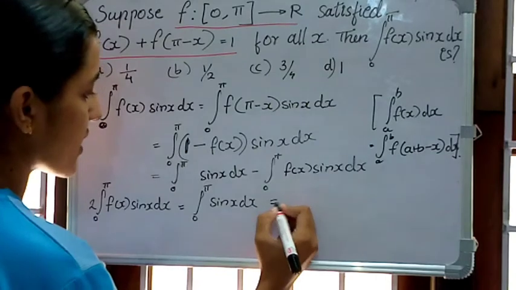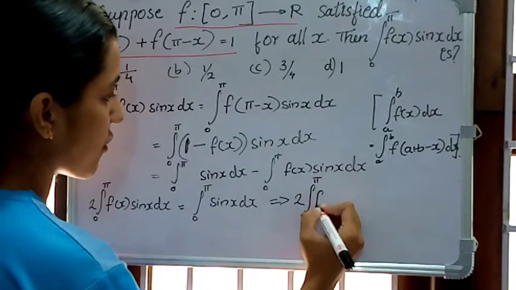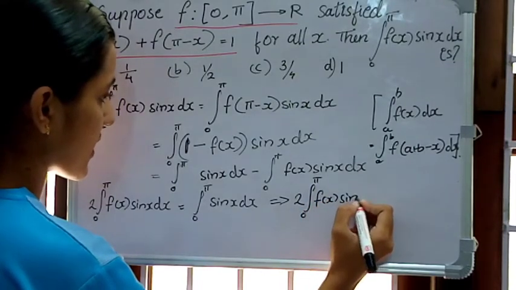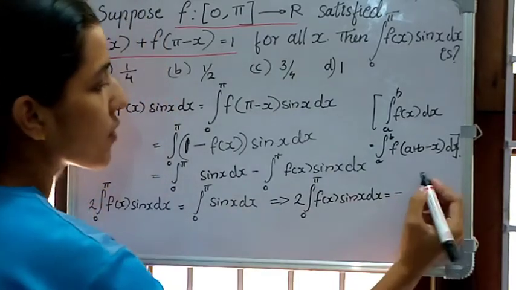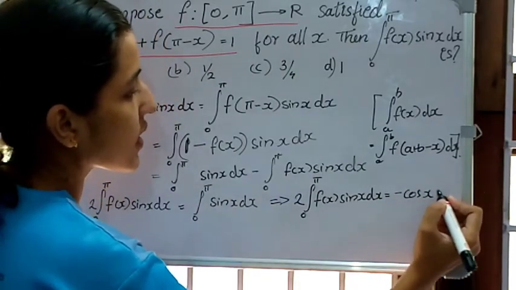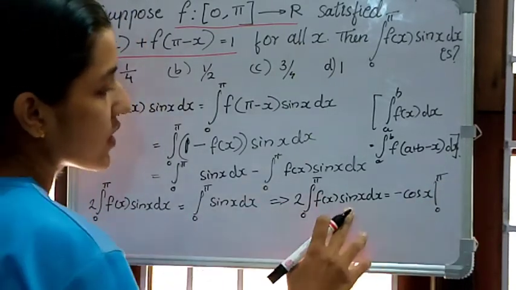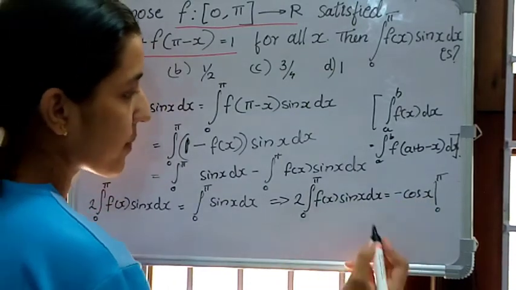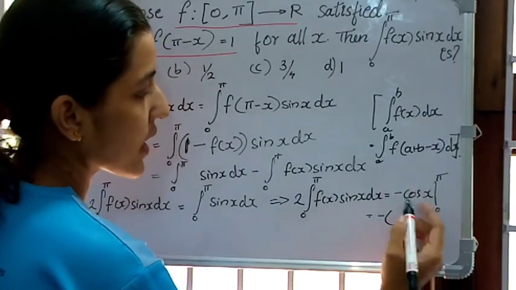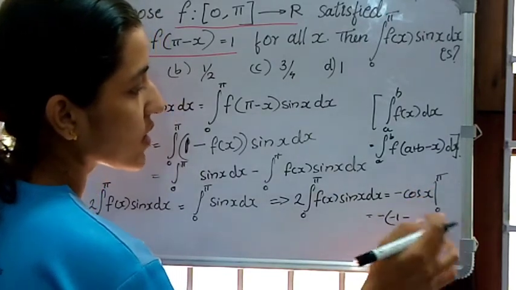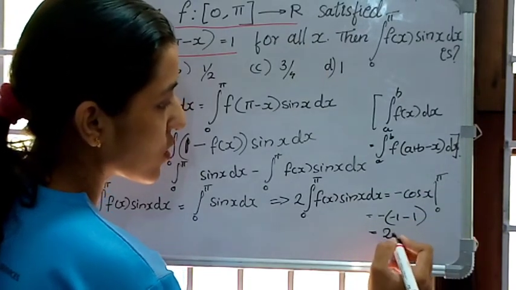So which implies 2 into integral 0 to pi f of x sin x dx will be equal to minus of cos x, giving the limit that is 0 to pi. Here the integral of sin x is minus cos x. Now giving the value 0 and pi, we get minus of cos pi is minus 1 minus cos 0 is 1. So solving it, we get the answer as 2.